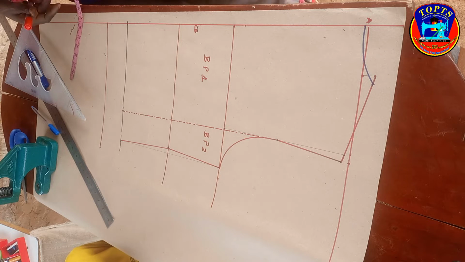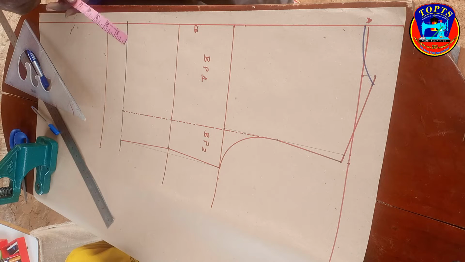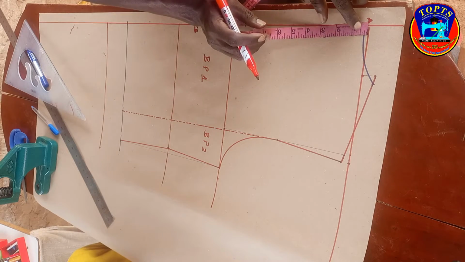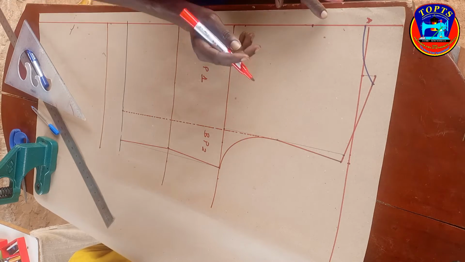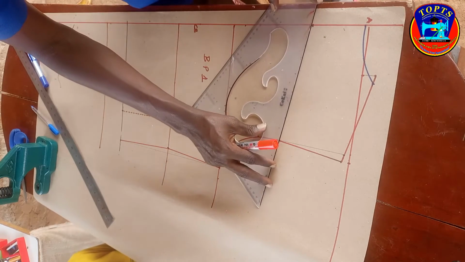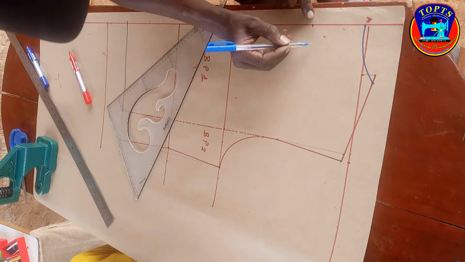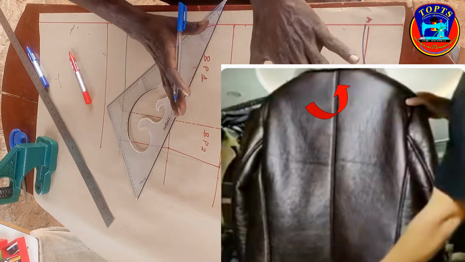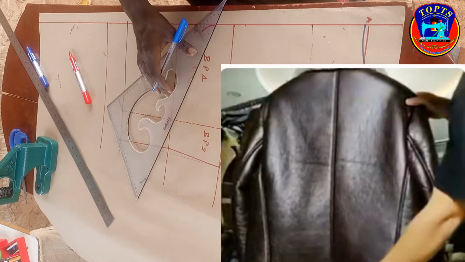Also, if you want to yoke the back, you can do it. It's okay and perfect. You can mark 3.5 inches downwards, then create any designer yoke of your choice like this. But as for this jacket project, I will not yoke it.